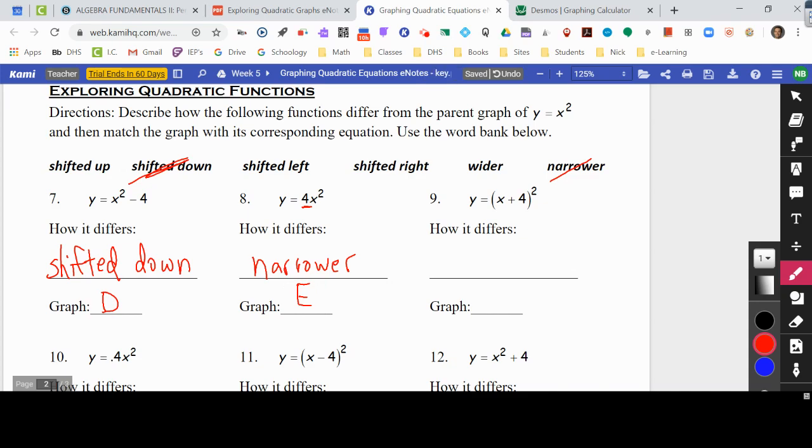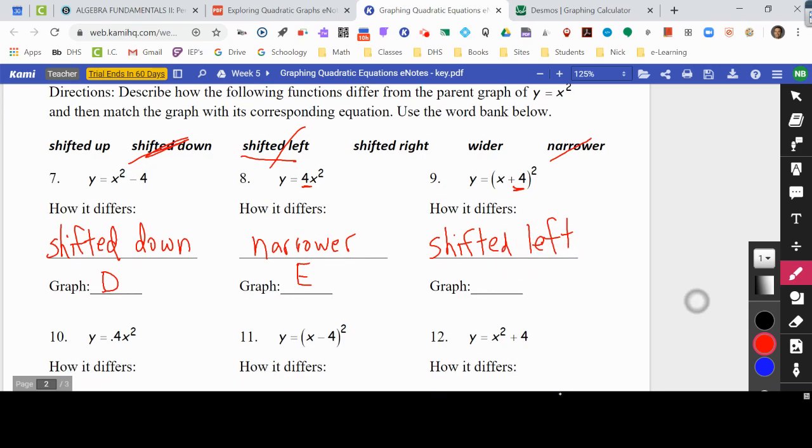All right, and number 9, we notice those parentheses. So y is equal to parentheses x plus 4 squared. If we recall from the notes from Wednesday, when it's inside the parentheses, that's going to be your shift left or right. It's kind of opposite of what you think, opposite of what it looks like, just like how we do point slope form. So if this is a plus 4, that means it's going to be shifted to the left 4 units. So this is going to be my shift left.